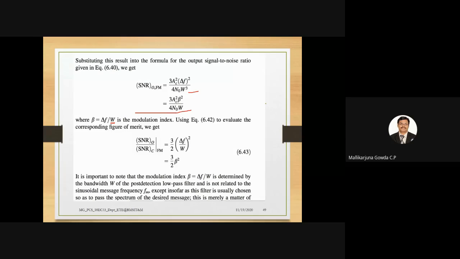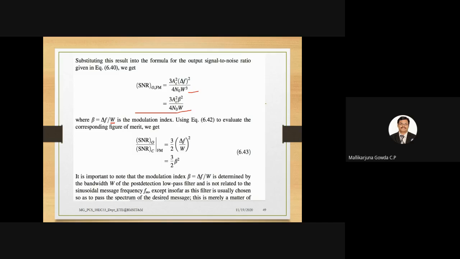Say yes or no. That is why I told you people to note down. Channel signal to noise ratio of this FM receiver. Is it A square C divided by 2 W N naught? Yes, sir.